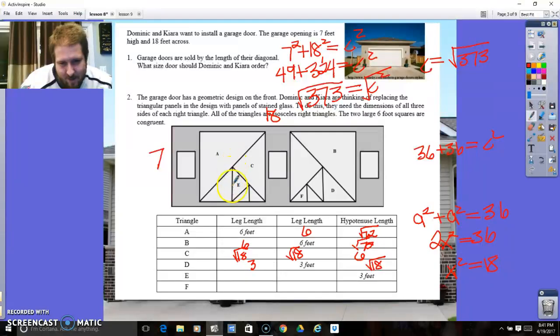Do I know this length right here? Have we figured out D? That would be D's hypotenuse, also the square root of 18. Great. That doesn't help me either. So E, well, they're telling us the hypotenuse is 3. All right, so I can use that to my advantage.